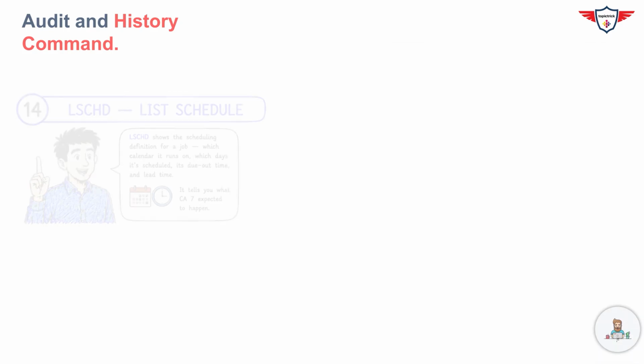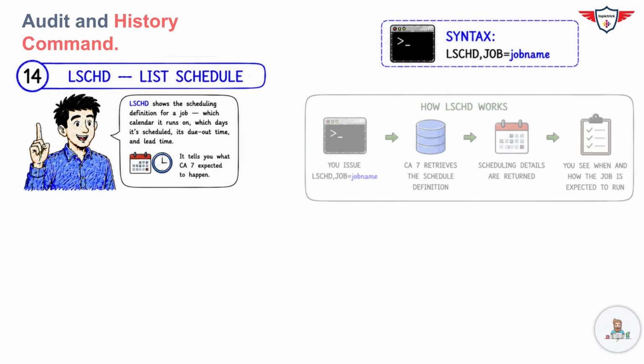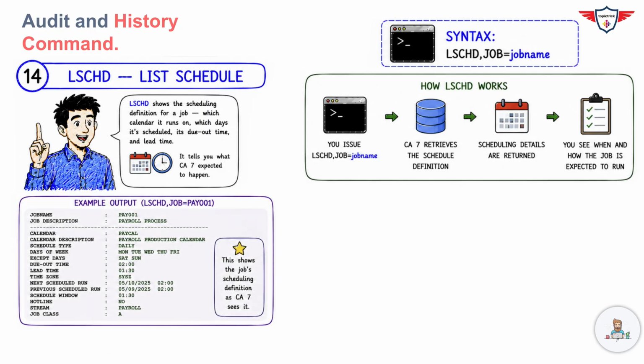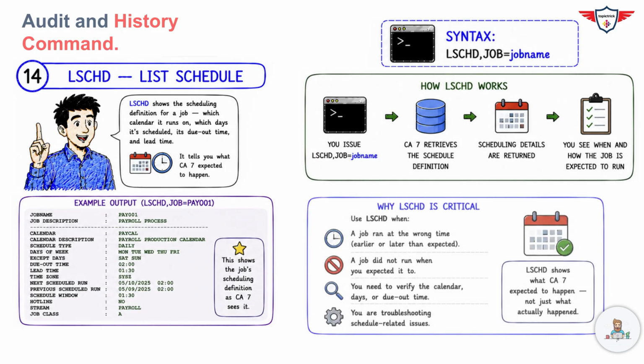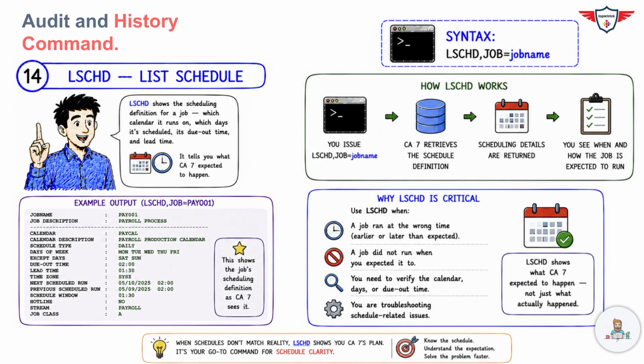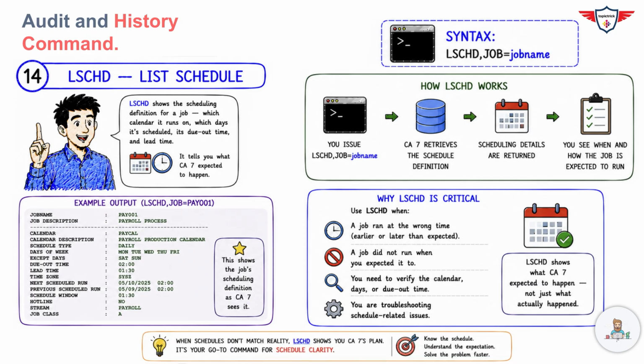The next command is LSCHEDULE, that is list schedule, and the syntax is LSCHEDULE, job equals to job name. This command shows the scheduling definition for a job. That means which calendar it runs on, which days it's scheduled, its run out time, and its lead time. So when a job appears to have run at the wrong time or not run at all, you can use LSCHEDULE, which will let you know what exactly CA7 expected to happen.